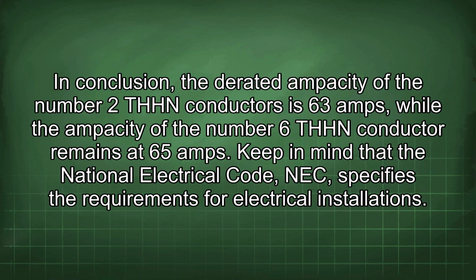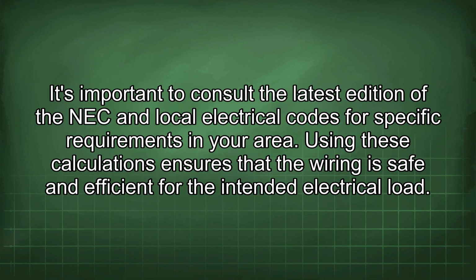In conclusion, the derated ampacity of the number 2 THHN conductors is 63 amps, while the ampacity of the number 6 THHN conductor remains at 65 amps. Keep in mind that the National Electrical Code, NEC, specifies the requirements for electrical installations. It's important to consult the latest edition of the NEC and local electrical codes for specific requirements in your area. Using these calculations ensures that the wiring is safe and efficient for the intended electrical load.